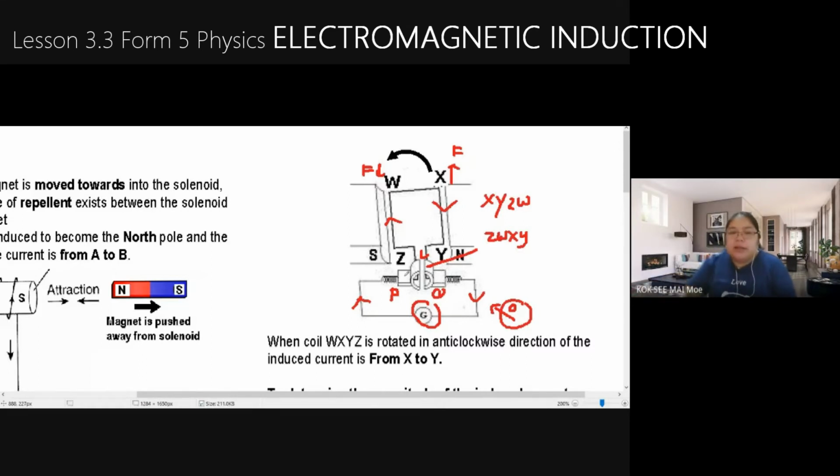So from here, they say when the coil WXYZ rotates in the anti-clockwise direction, the induced current is from X to Y. Where is the X? Where is the Y? X to Y, here. The current in the coil is X to Y. Then after that, this one is Z to W. Okay, the question must tell you how to rotate. Must tell you how to rotate. Then after that, you find how the galvanometer deflects, or you find how the current flows. Just like this only.